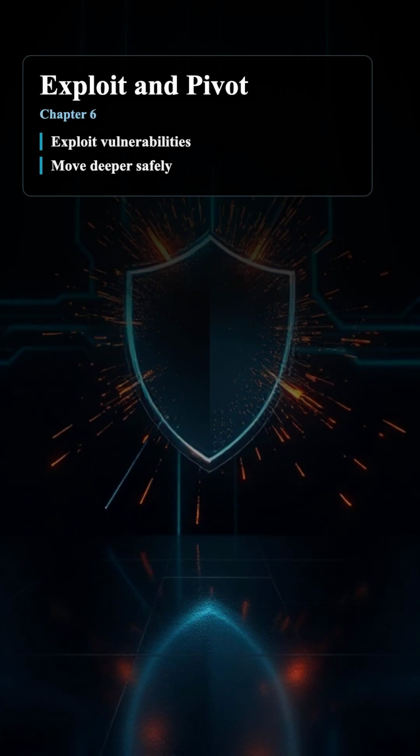Welcome to Chapter 6, Exploit and Pivot. Now that you've identified and analyzed vulnerabilities, it's time to exploit them and move deeper into the target network. In this chapter, you'll learn how to exploit vulnerabilities using tools like Metasploit, escalate privileges, establish persistence, and pivot to access systems that weren't visible from your initial position.